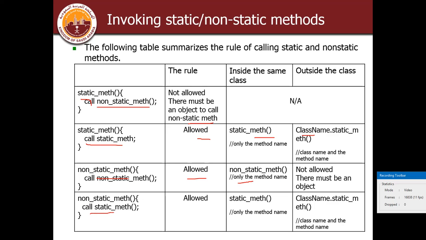A non-static method calling a static method: now the reverse is true. If you see this first and fourth, inside the static method you cannot call a non-static method, but inside a non-static method you can call a static method. It's allowed. In the same class you just mention the method name, and even outside the class it is allowed by class name and the static method name.